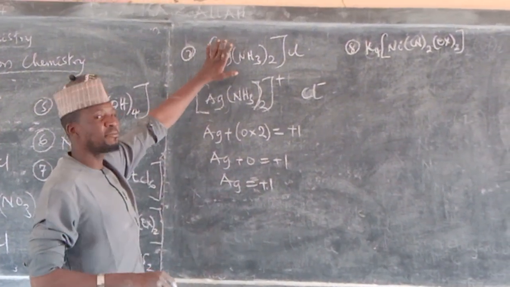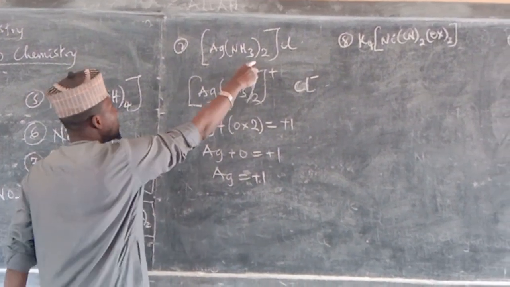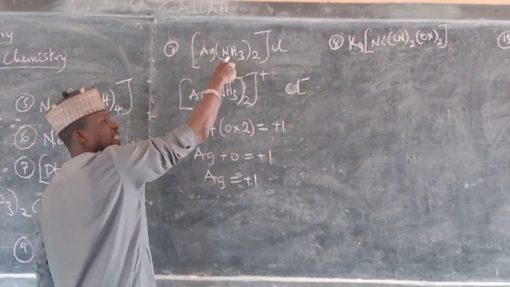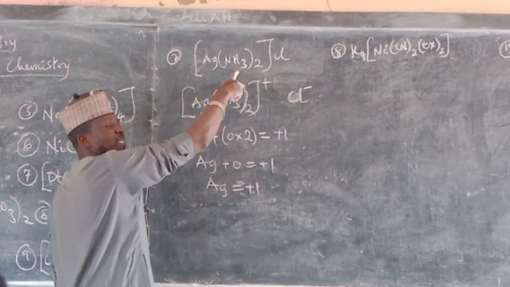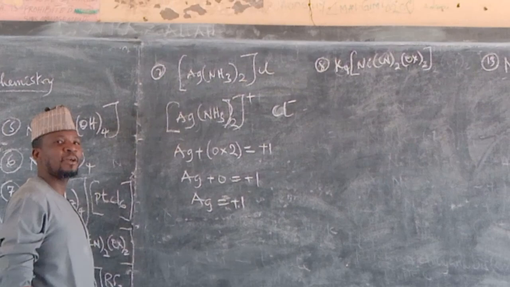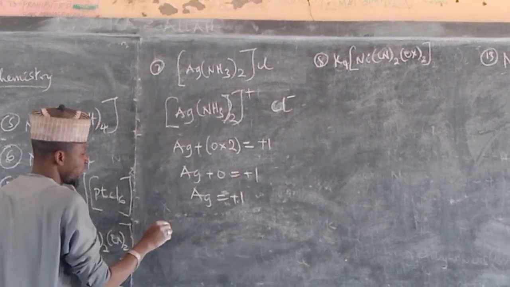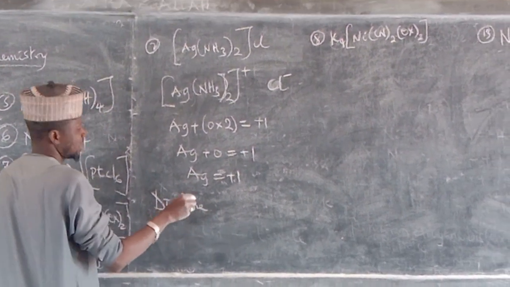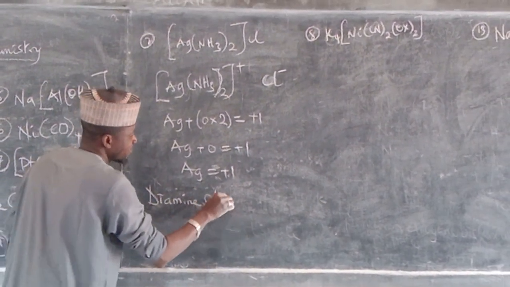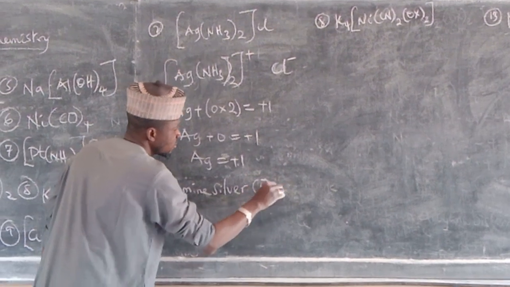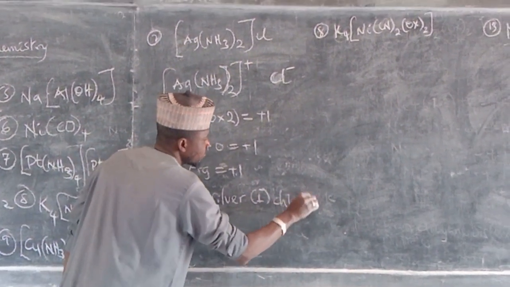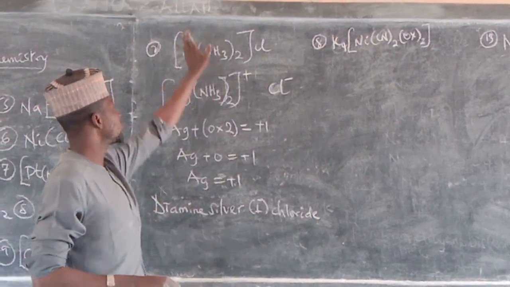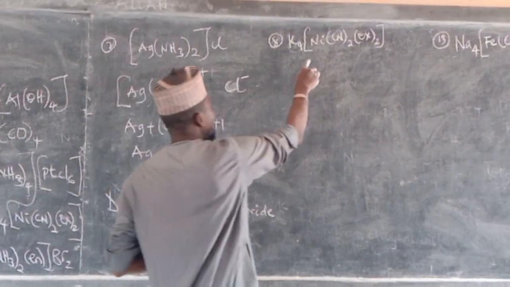We can now name this compound. We start with the ligand. Is it a monodentate or bidentate ligand? Monodentate ligand. So this is going to be diammine silver 1 chloride. Are we together? Diammine silver 1 chloride. So we are done with this. We now come back to this.